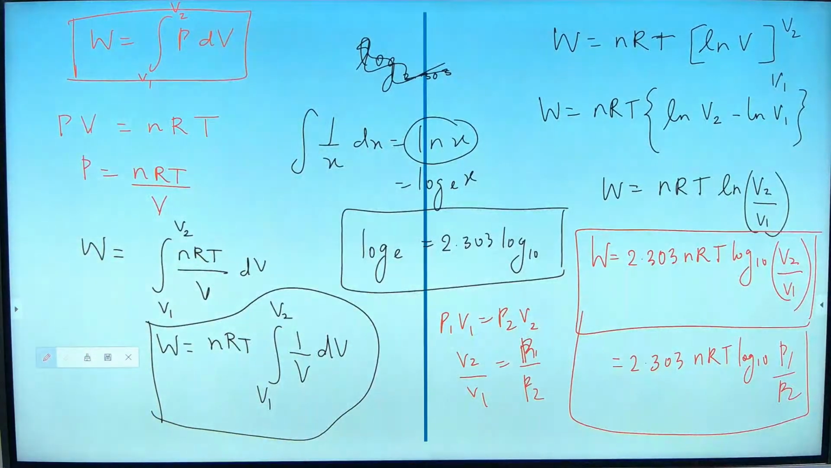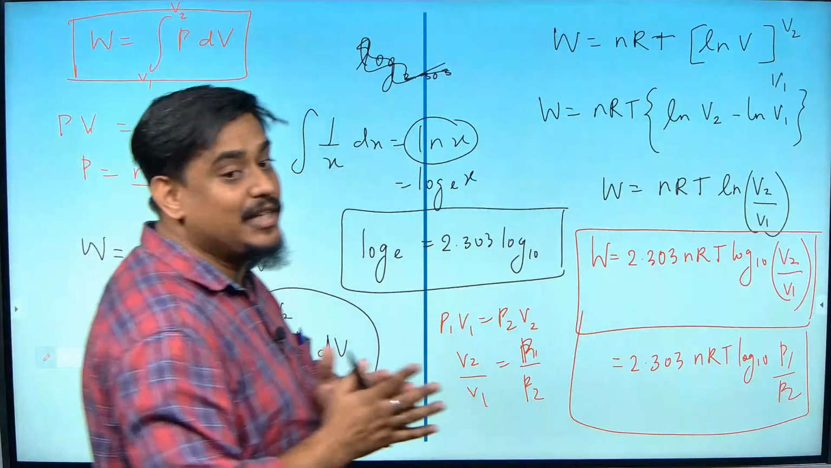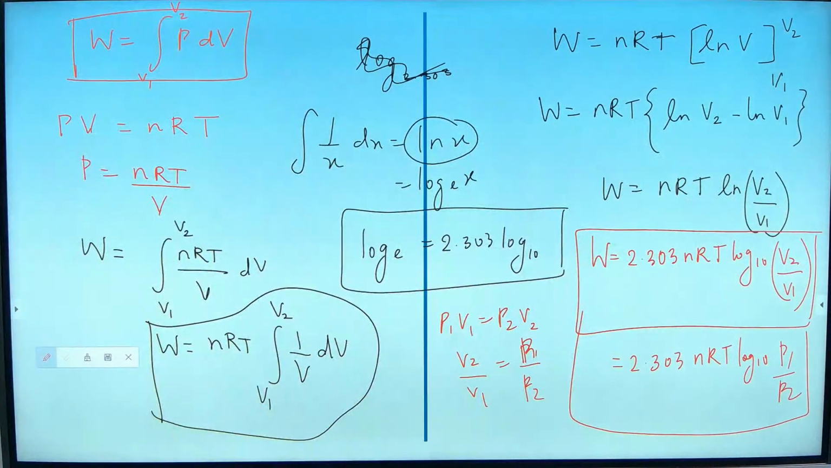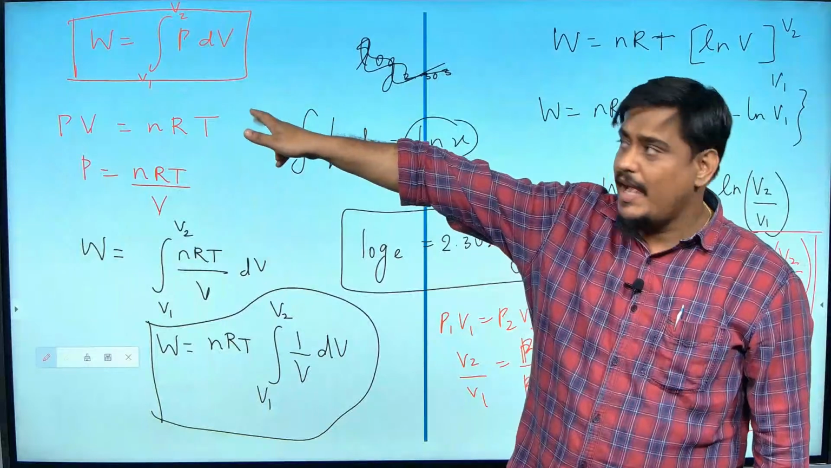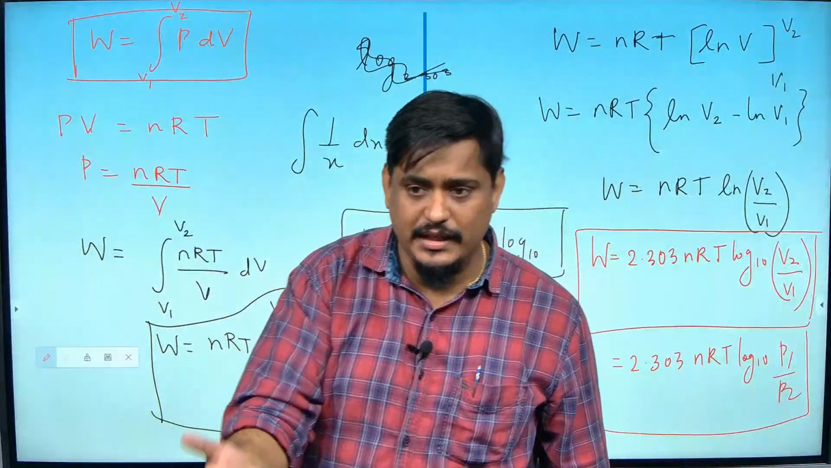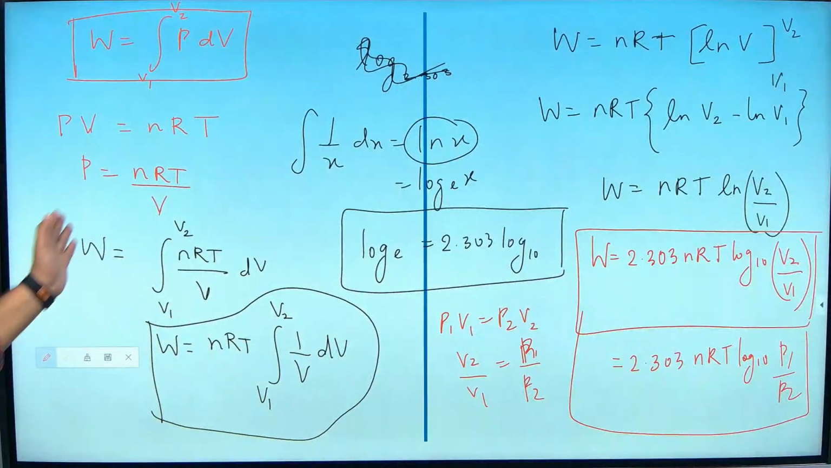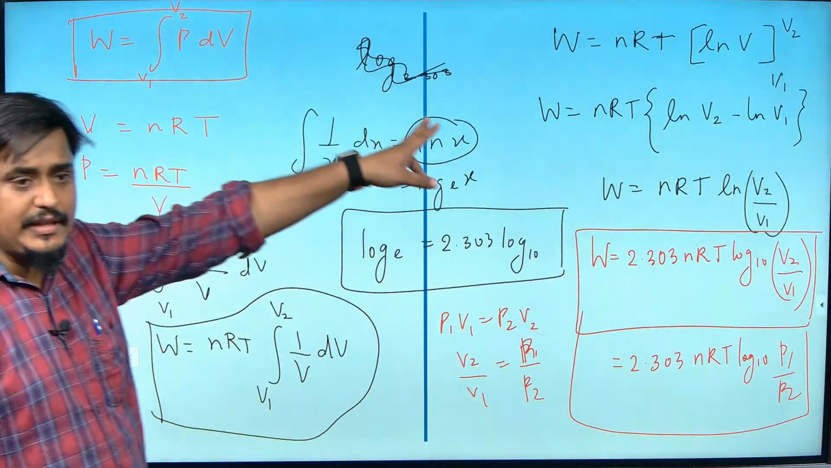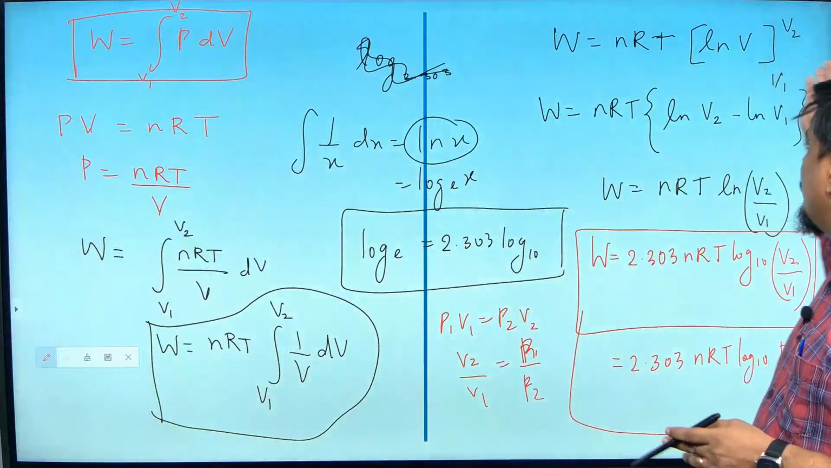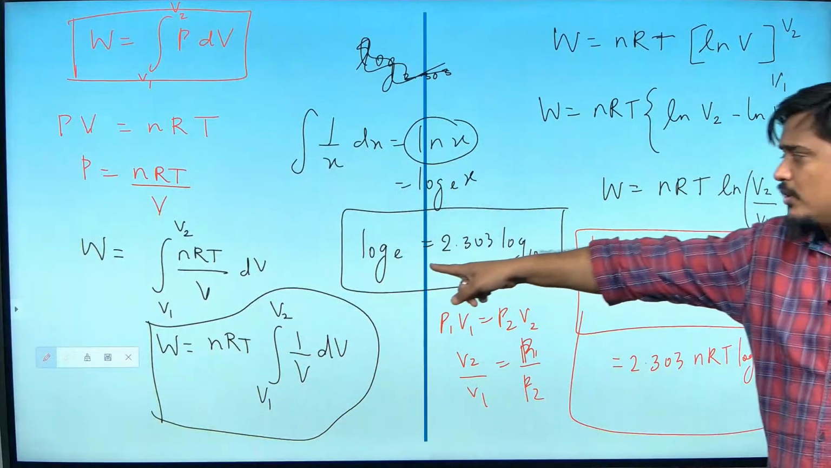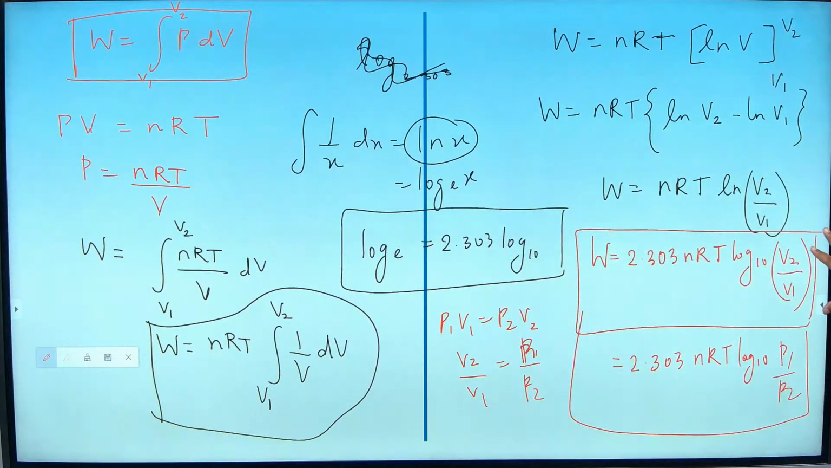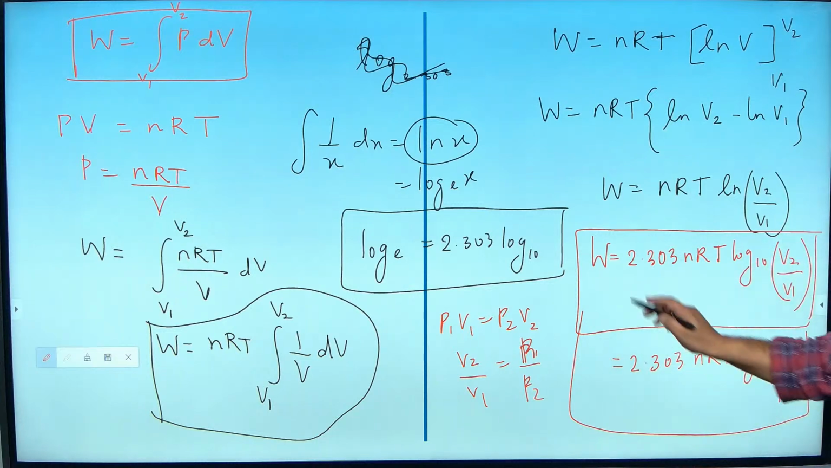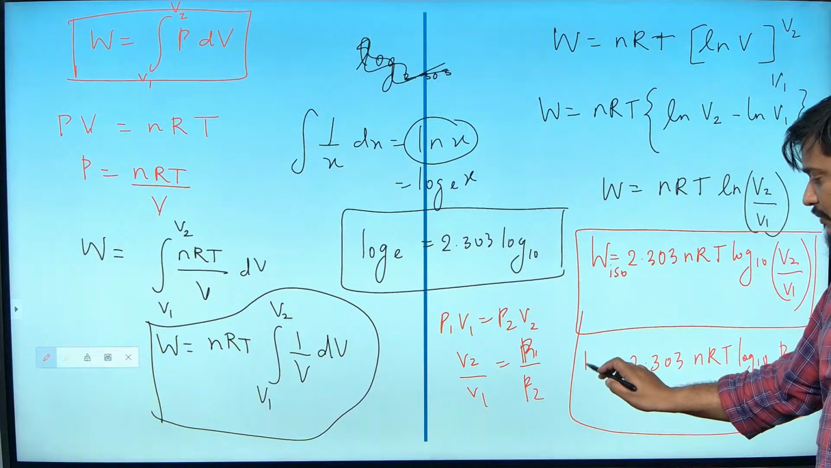This derivation is coming in the school examinations frequently. This is the work done during isothermal process, where first we take the equation of work done, integration of PdV, and P we can write in terms of nRT by V, and nRT is constant coming outside. 1 by V dV integration is ln V, that is natural log V, and we put the limits, upper limit minus lower limit, and natural log is equal to 2.303 log base 10, putting that value here and getting the work done in terms of volume, and in terms of pressure. Both are fine. Both are work done during isothermal process.